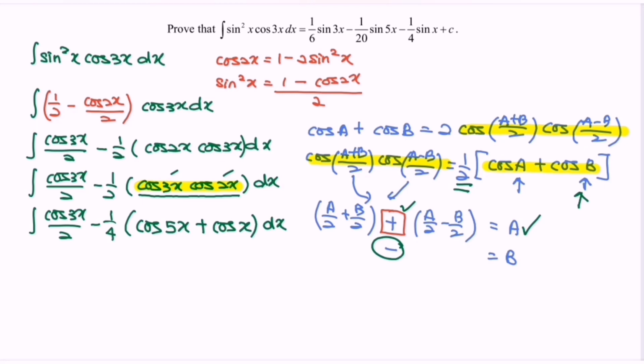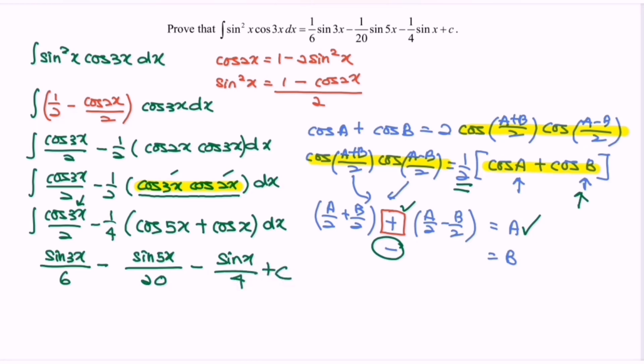So now we are going to integrate the situation. Integrate cos, and we will have sine 3x over 6, because do remember to differentiate the 3x, and we are in integration. So 3 multiplied with the 2, and we will have 6. Minus, integrate the cos 5x, so we will have sine 5x over 20. Again, minus sine x over 4 plus with the c.